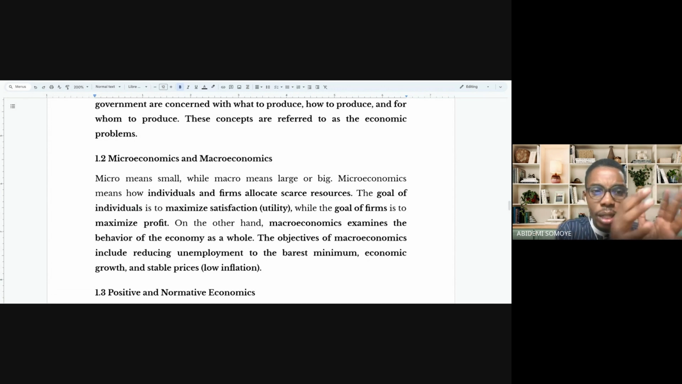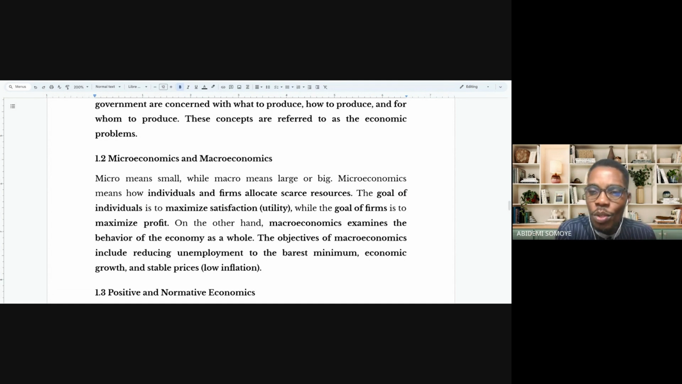So with microeconomics, micro means small. It looks at just a sect or a part of the society. We are not looking at all the problems within the society or everything that is happening in the whole economy. In micro, we are looking at how individuals, you and I, and firms, which are businesses, allocate their scarce resources.